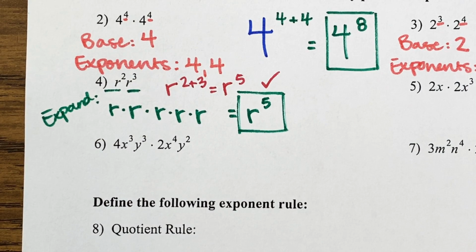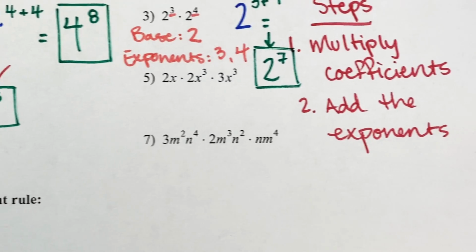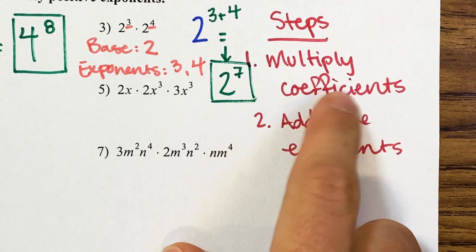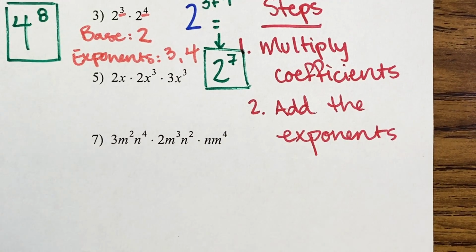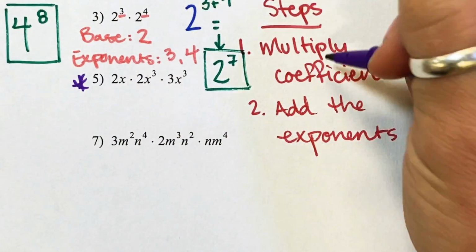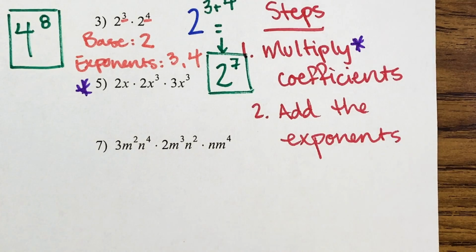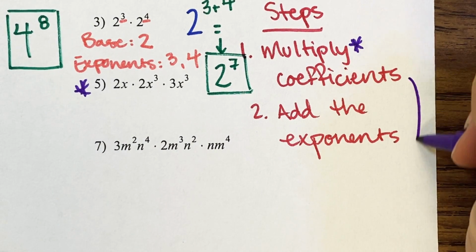Okay, beautiful. Let's look at number 5. Okay, number 5 is where this multiply coefficients is really going to come into play. Okay, so number 5, we're going to multiply some coefficients here. So what is a coefficient? In fact, let's define that right here.